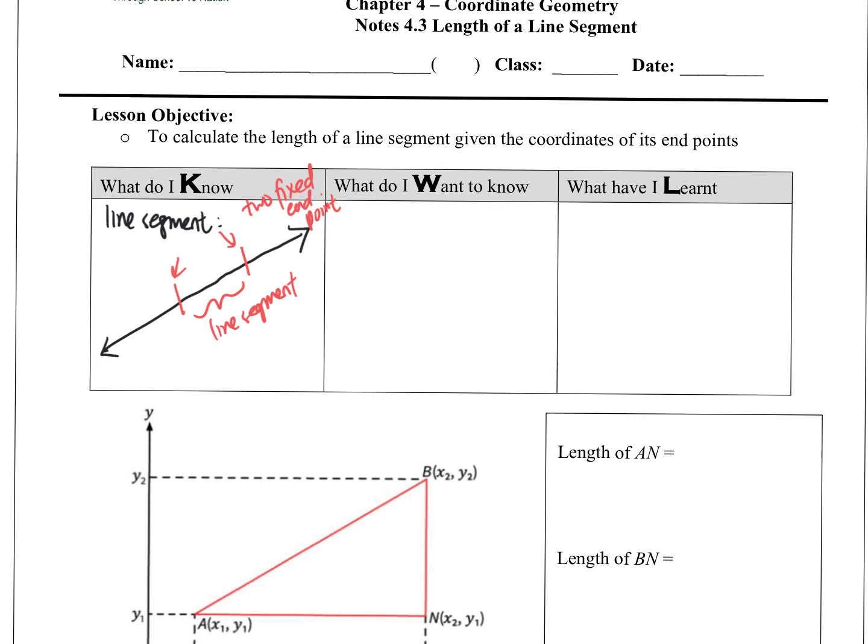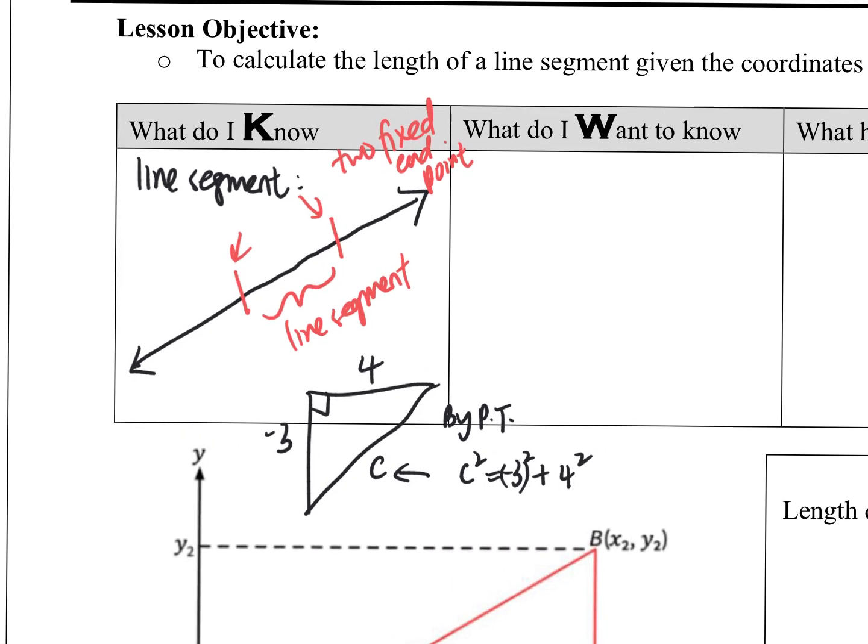So just now it was like this maybe. Okay, this was 4. This was minus 3. We can always use Pythagoras theorem to find this length. So by Pythagoras theorem, c square is 3 square plus 4 square. So this is what we have learned. Length, we can actually use Pythagoras theorem to find. Okay? So this was what we have learned.